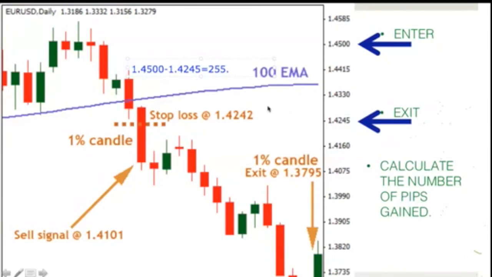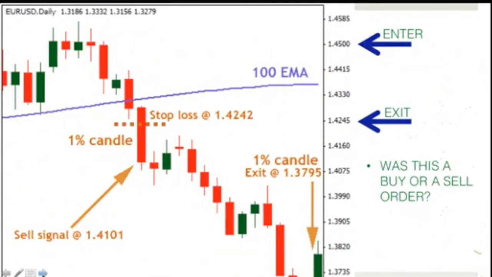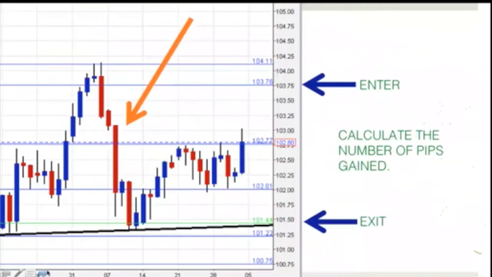All right? Does that make sense? So you definitely gained because it was a sell and it went down. And you gained 255 pips. So yay, that would have been a phenomenal day. I could have been done for the week, honestly. All right, so let's go on to another one. Hopefully that makes sense. Let's try another one.